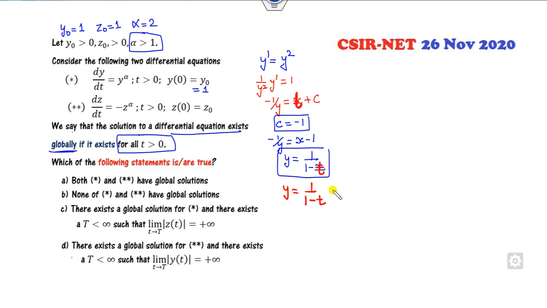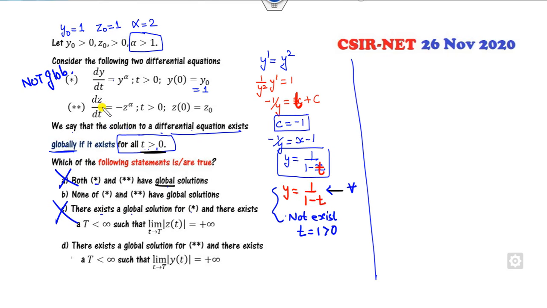Now, does it exist when it's said to be global? When it exists for all t greater than 0, does it exist for all? No, it does not exist when t is equal to 1, which is greater than 0. Fine. So the solution exists globally if this condition holds, but this condition does not hold, it means it does not exist globally. So this option is cancelled out. There exists a global solution for the star, but we already discard this option here.